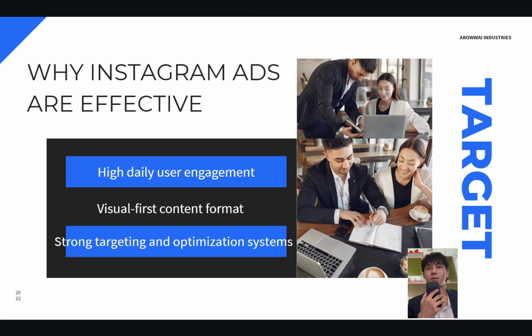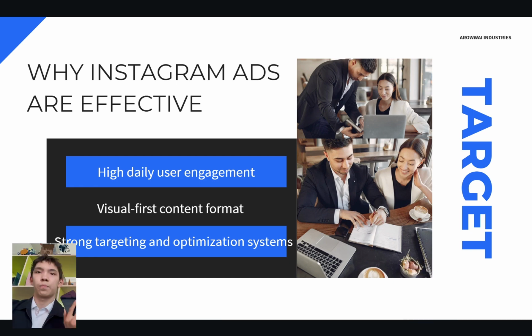Finally, Instagram has very strong targeting and optimization systems. The platform collects detailed data about user behavior and uses it to improve ad delivery. This allows ads to be shown to people who are more likely to be interested. When all these factors work together, attention, visuals, and data, Instagram becomes a very powerful advertising tool.